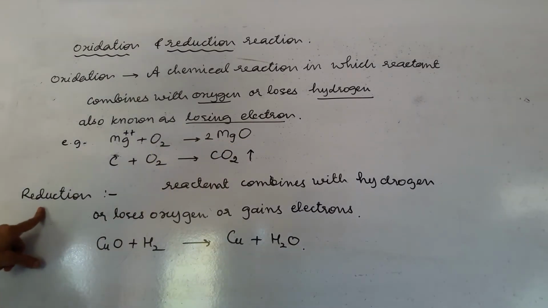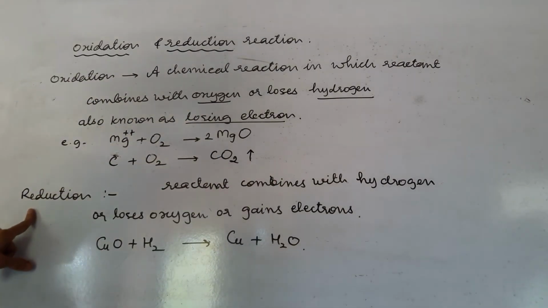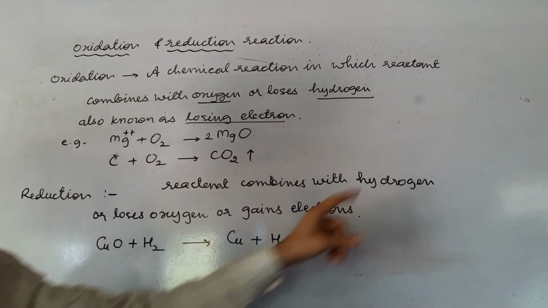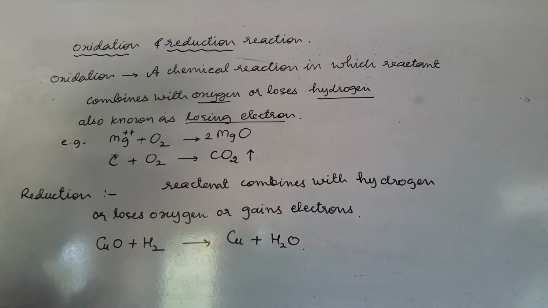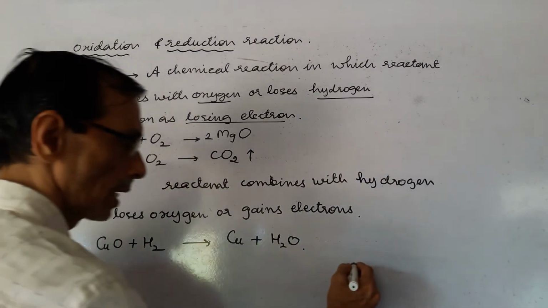Now reduction is opposite to oxidation. We know in oxidation it combines with oxygen. So reduction means losing oxygen or combining with hydrogen, because you find that in the periodic chart hydrogen is extreme left and oxygen is extreme right.